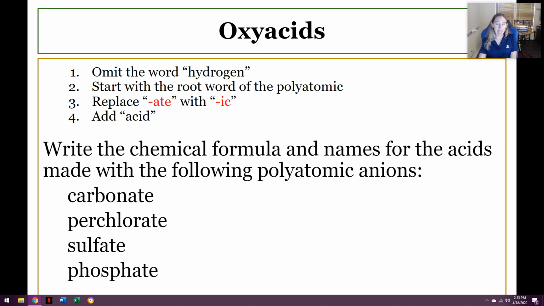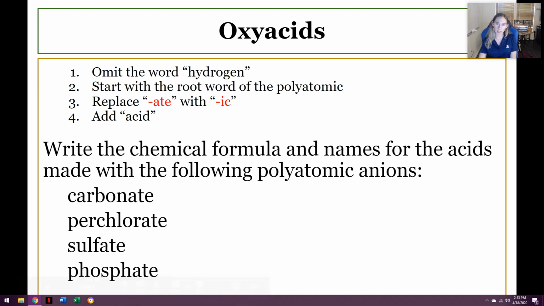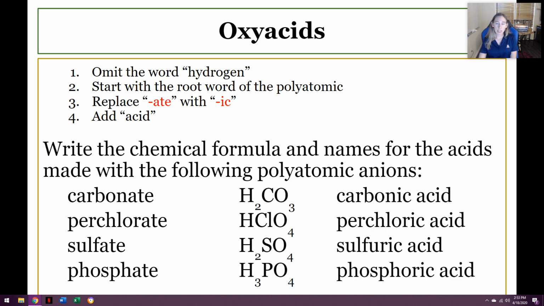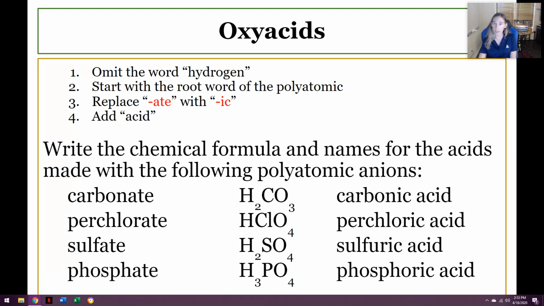Write the chemical formula and the names for the acids made with these following polyatomic anions. So go ahead and pause the video and try this. Carbonate is CO3 2-, which means it will need 2 hydrogen ions to make a neutral compound with it. H2CO3 is carbonic acid. HClO4 is perchloric acid. H2SO4 is sulfuric acid. Notice it is very different than hydrosulfuric acid that we saw on slide 4.